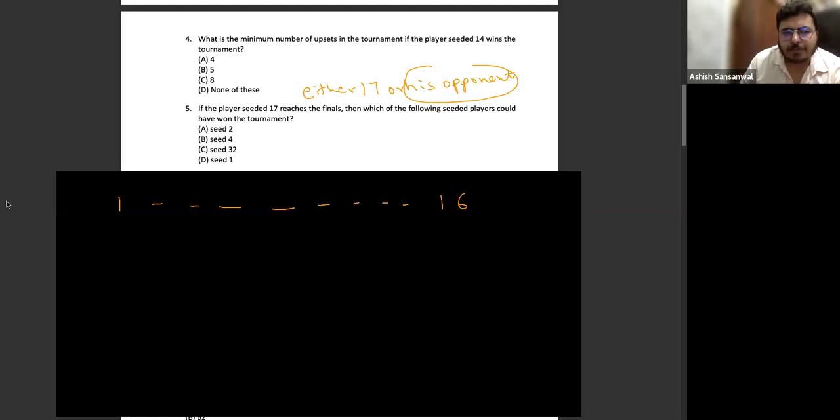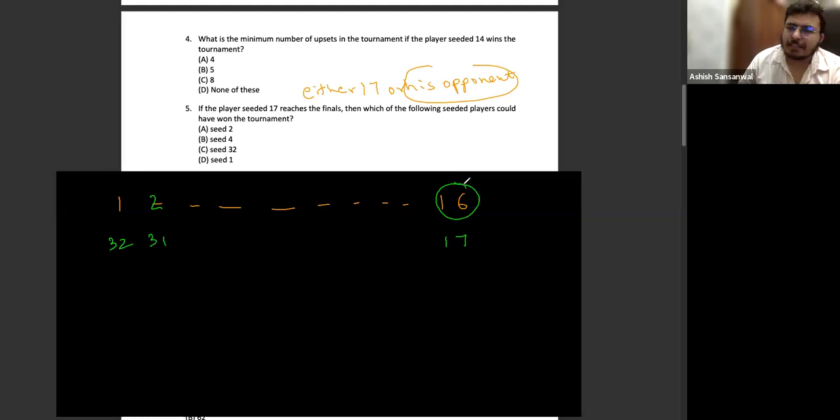If we look at the numbers, we are assuming obviously the options are till 32. Everyone till 32 reaches the round of 32. So 1 will face 32, 2 will face 31, and so on till 16 will face 17. Is this clear? So obviously 16 cannot be your winner. Correct? Because 16 will be eliminated in the round of 32. Only then can 17 reach the finals.